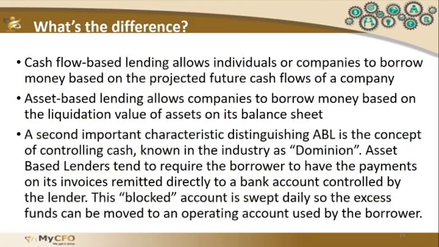A second important characteristic is the cash dominion. As I mentioned earlier, asset-based lenders tend to require the borrower to have payments on its invoices remitted directly to a bank account controlled by the lender. This blocked account is swept daily so the excess funds can be moved to an operating account used by the borrower. Continuing on the differences, cash flow versus balance sheet lending.